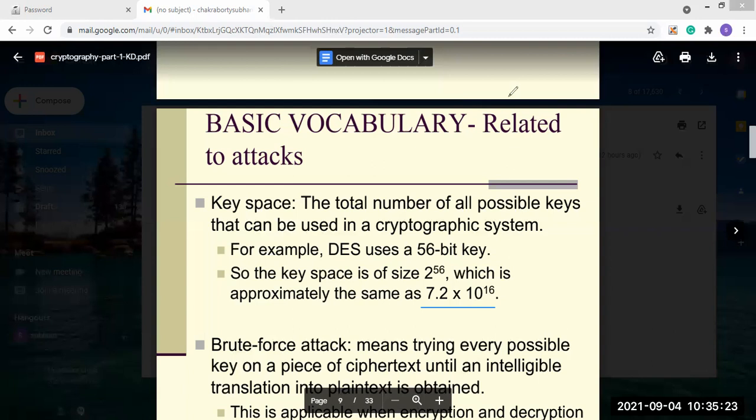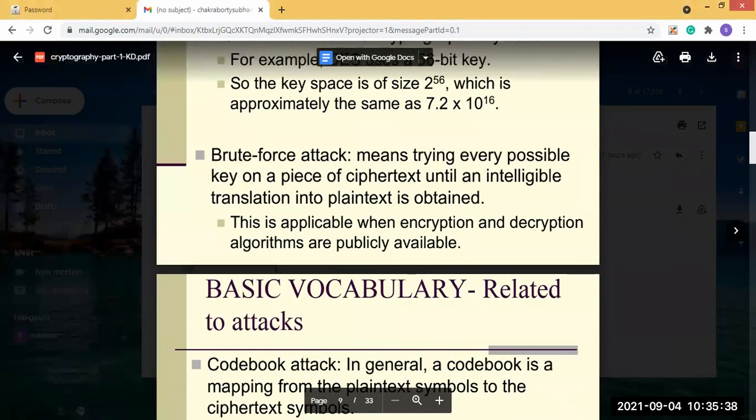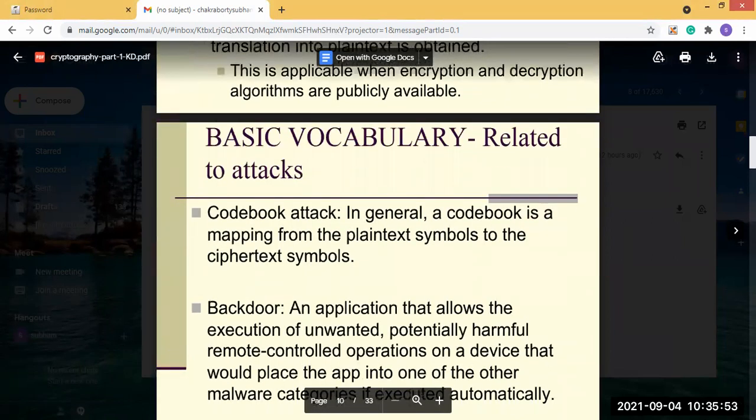So this is the concept of the brute force attack. That means you try every possible solution until the ciphertext is translated into intelligible plain text. This is applicable when the encryption and decryption algorithms are publicly available. This is the brute force attack. Now, the next attack is the codebook attack. These are the attacks used by hackers. First is the brute force attack, which was used previously, but nowadays attackers don't use it.